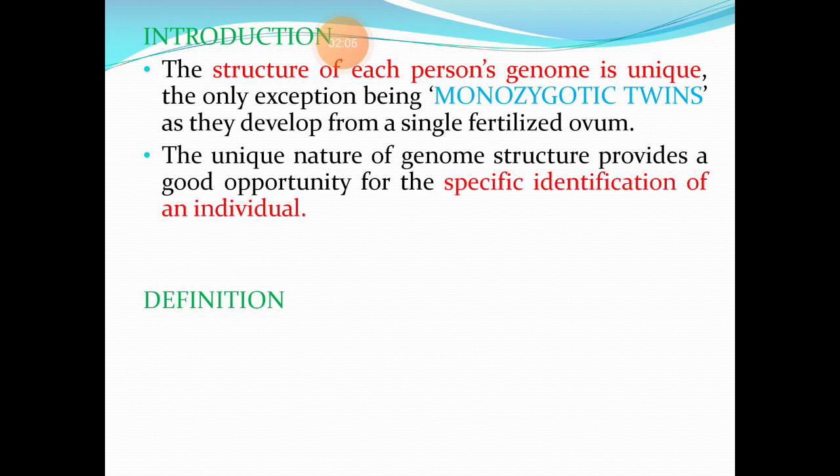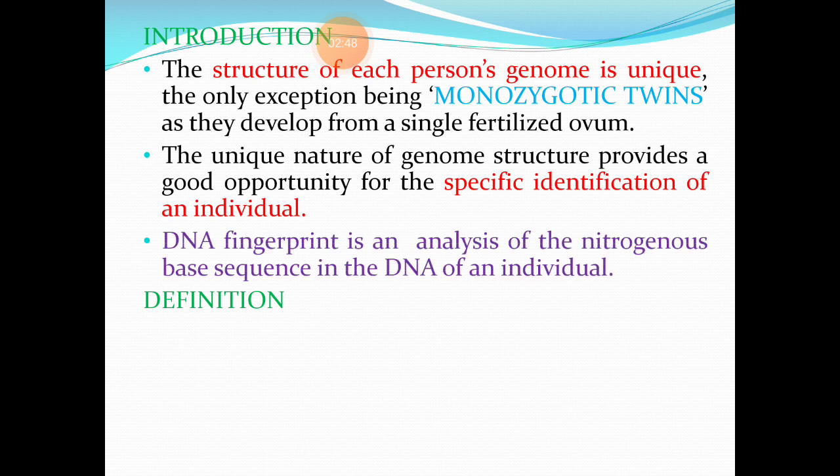This unique nature of genome structure provides a very good opportunity for the specific identification of an individual. Like individual A has a particular unique genomic makeup which is not the same as individual B. Only if A and B are monozygotic twins, then their genome will be the same. So this provides a good opportunity to distinguish one person from the other.